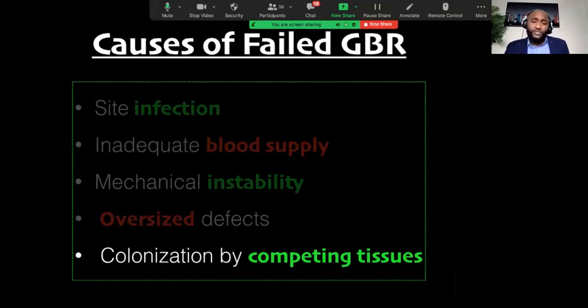Colonization by competing tissues. We've said fibroblasts and epithelium grow faster than bone and therefore can easily take up the bit that you had secluded where you wanted to regenerate bone. They can actually go occupy there, and that's not what you want. So bear that in mind.